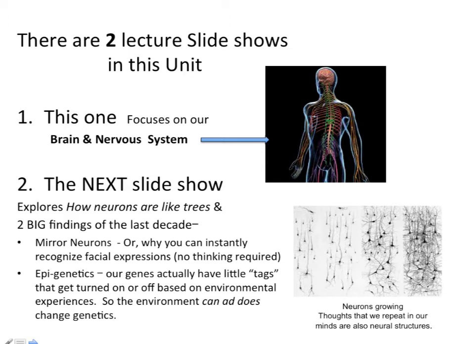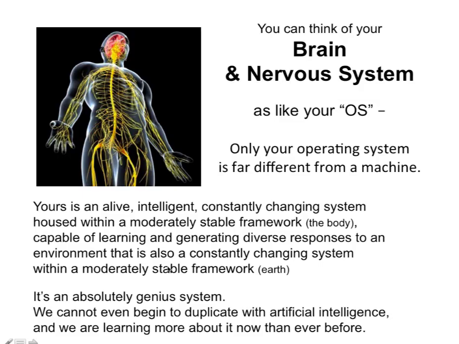So there are 2 slideshows in this unit. Both of them are a little over an hour long. So this one is on the brain and nervous system, and the second slideshow looks at neural structures, neurons, a little bit about how neurons work, probably some review for some of you, but also some new stuff like about mirror neurons, which are pretty amazing phenomena that enable us to immediately tell what somebody else is feeling looking at their facial expressions, because mirror neurons in our brain read those facial expressions and literally mimic what the other person's feeling in our own brain.